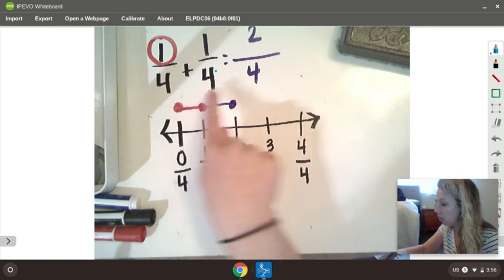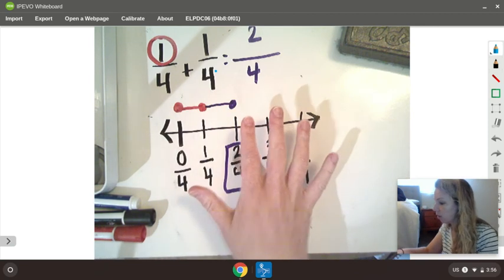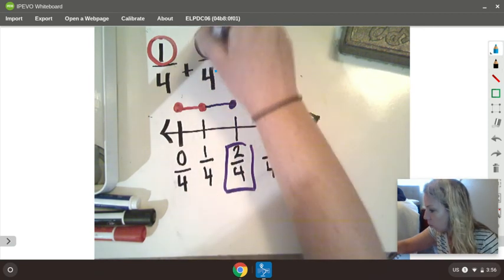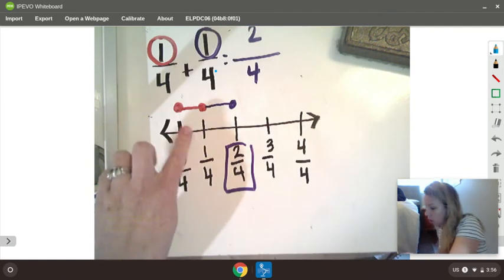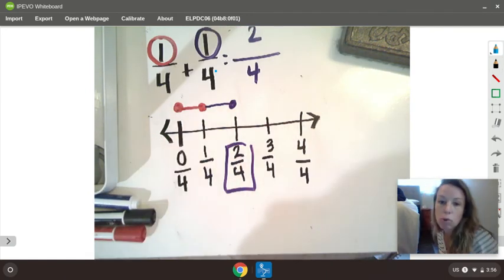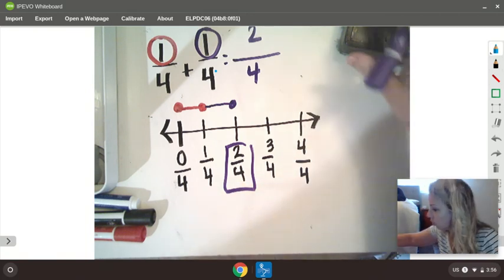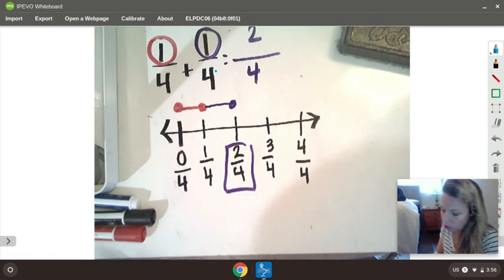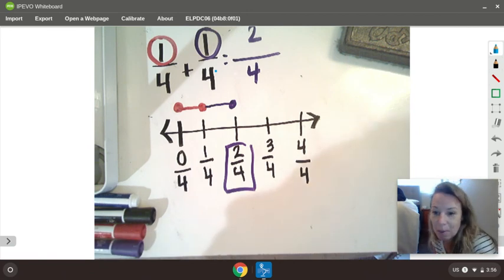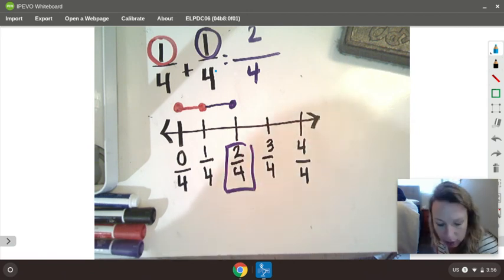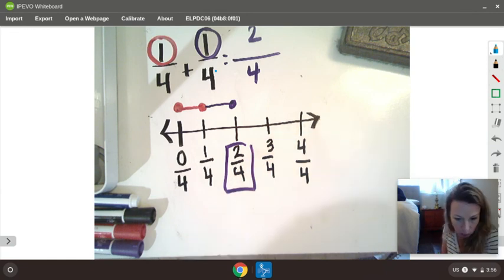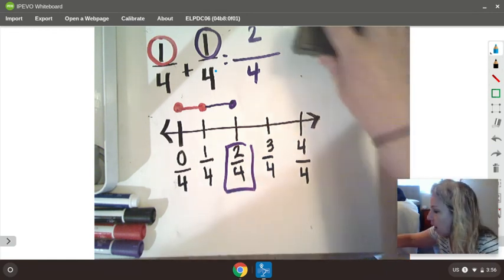Again, my denominators don't change. I'm dealing with fourths. I added 1/4 to an existing fourth to get 2/4. If you left it as 2/4, that would be just fine. If you wanted to reduce it, we will do another video to show us how to reduce to simplest form. All right, so that's all for this lesson. This was 7.3, adding fractions using models.